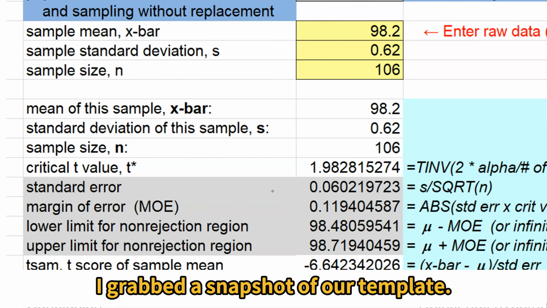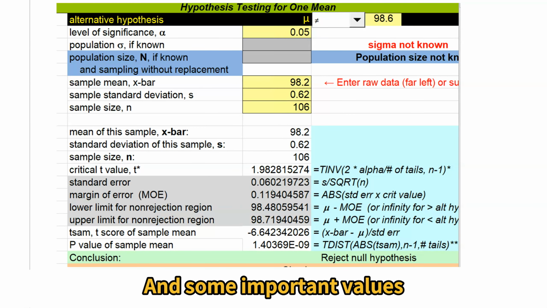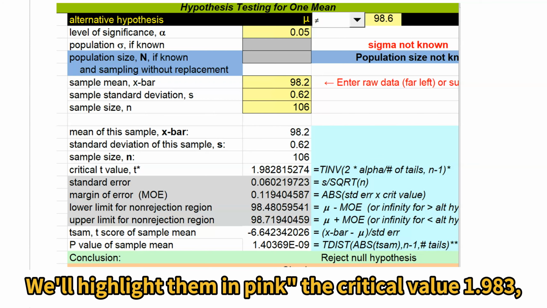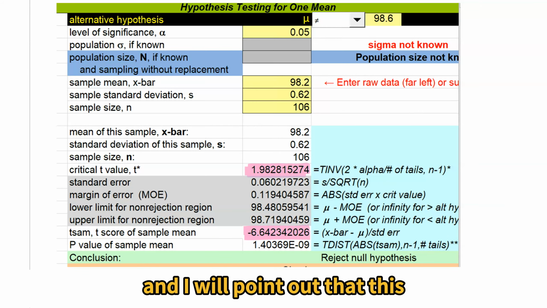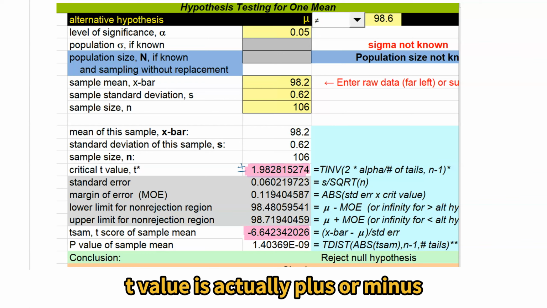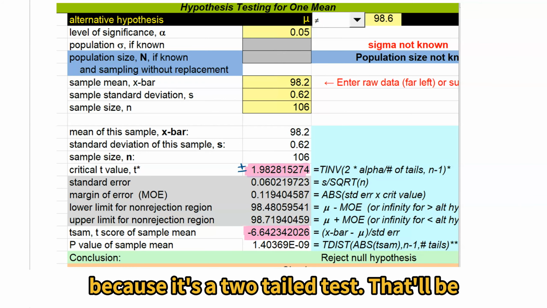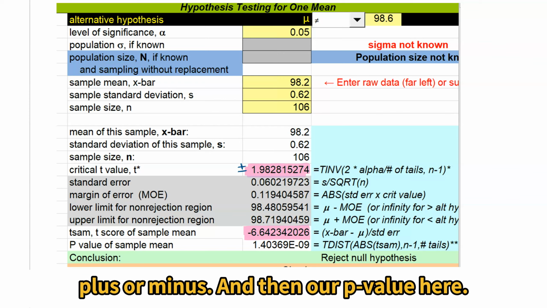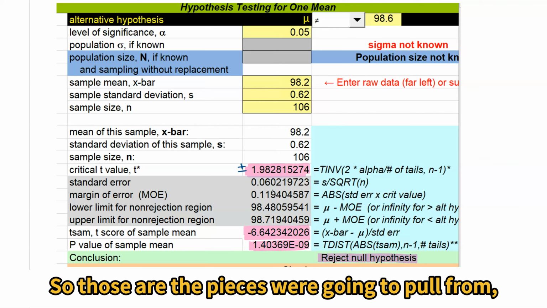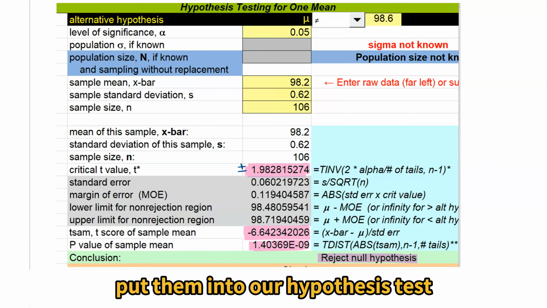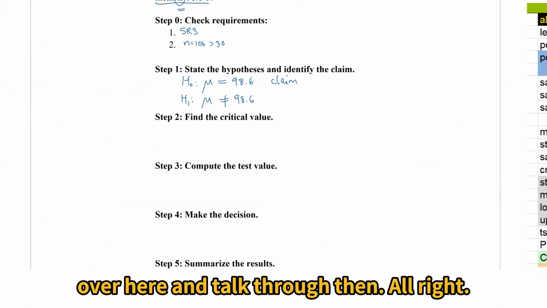I grabbed a snapshot of our template and some important values that we're going to pull out. We'll highlight them in pink. The critical value, 1.983. Our test statistic, negative 6.64. And I will point out that this t-value is actually plus or minus because it's a two-tailed test. And then our p-value here. And then notice it says to reject the null. So those are the pieces we're going to pull from, put them into our hypothesis test over here and talk through them. Okay? All right.